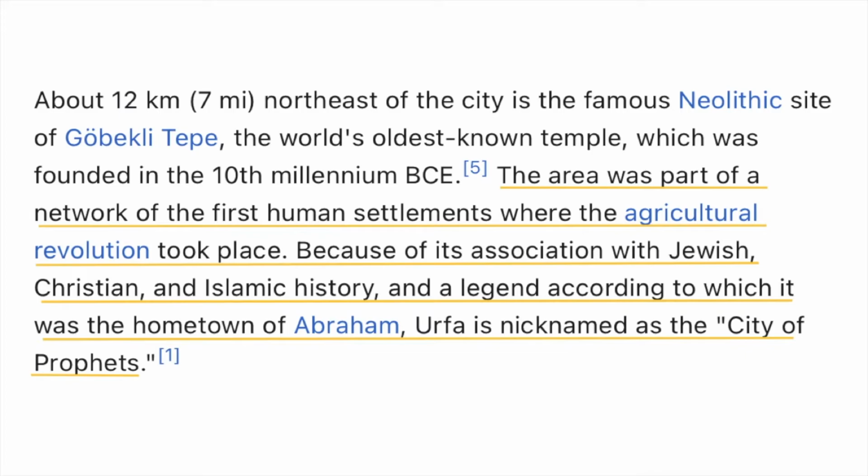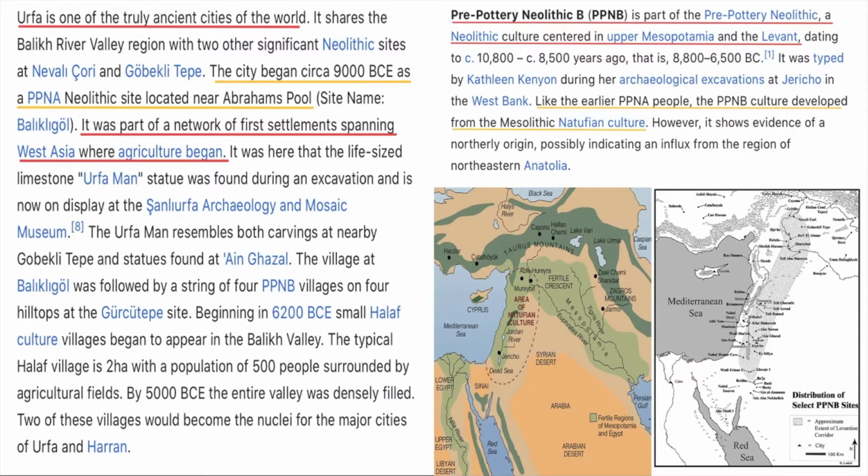And again, this is the northern Ur. Ur is one of the truly ancient cities of the world. The city began in circa 9000 BCE as a PPNA, pre-pottery Neolithic A, site located near Abraham's pools. It was part of a network of first settlements spanning West Asia where agriculture began.